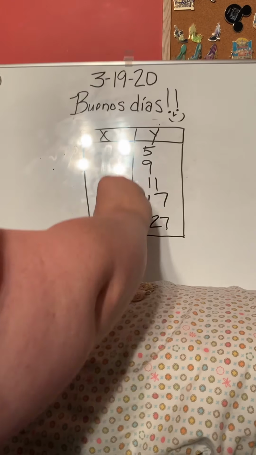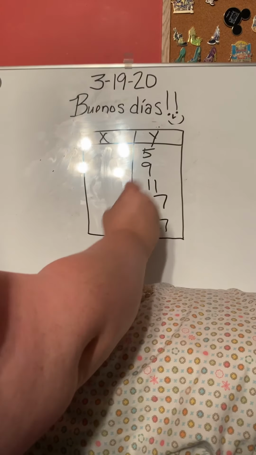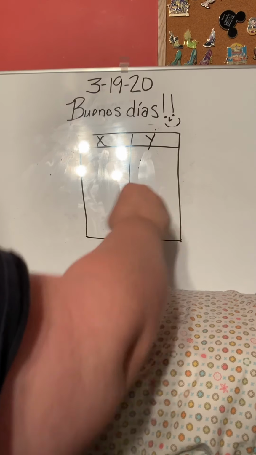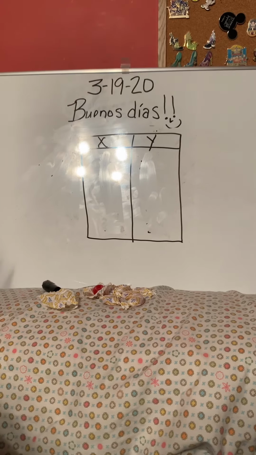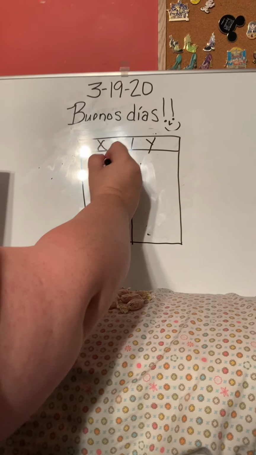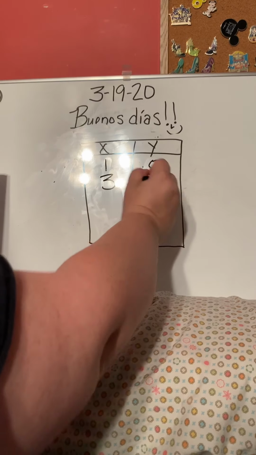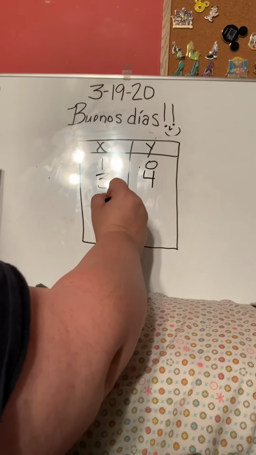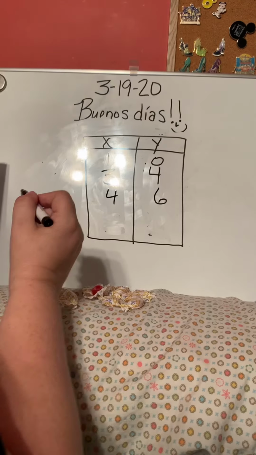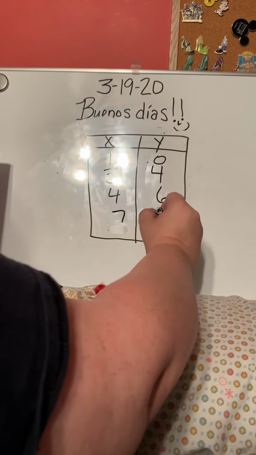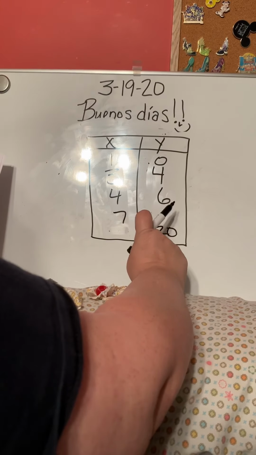All right, we've got one more problem that is working with the input-output chart. Let me erase these. We'll get that one set up. Okay. All right, so our last problem with the input-output chart, we have an input of 1 with an output of 0, 3 and 4, 4 and 6, 7 and we don't know what, and something, and 20, okay?